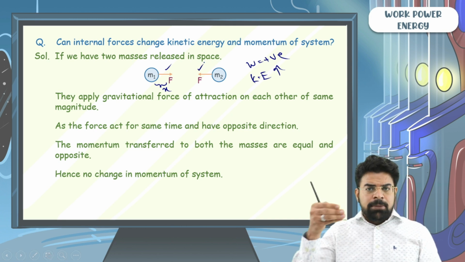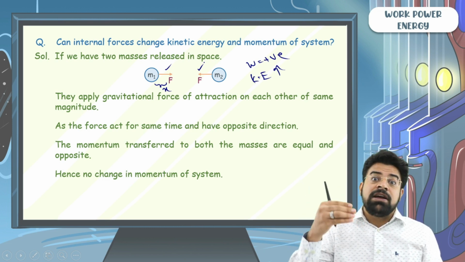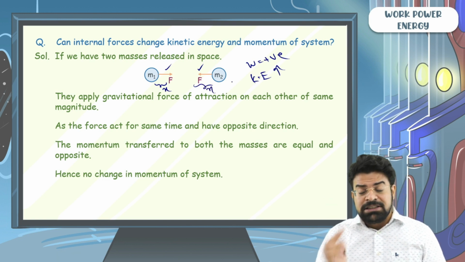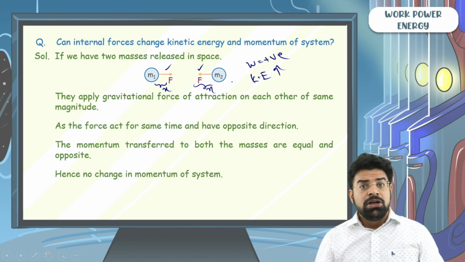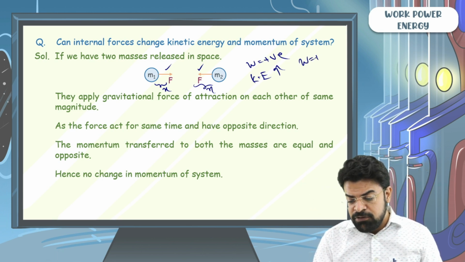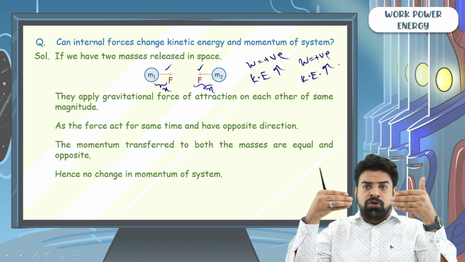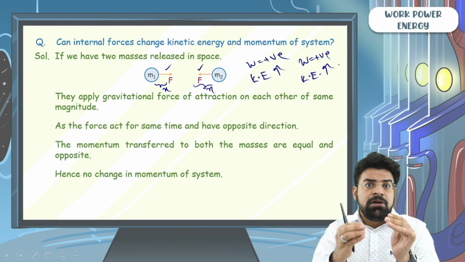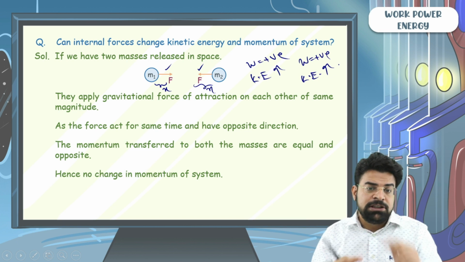On the second mass m2, the force is towards left, because of which it will accelerate towards left, gain some velocity towards left, and eventually it will displace towards left. On the second mass, the force and displacement are again in the same direction. So on the second mass also, the work done is positive and its kinetic energy will also increase. So as both the masses move closer, the internal force is doing positive work on both of them. Internal forces can change the kinetic energy of the system.